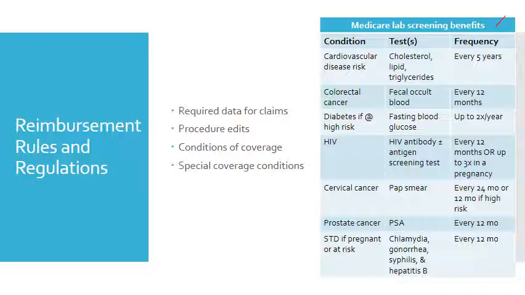And the reality is that you can get a physical and it can be included in that. Colorectal cancer every 12 months. Diabetes, if you're at high risk, not every person, but only certain people, they'll get a fasting blood glucose up to twice a year. HIV every 12 months or up to 3 times in a pregnancy. Now, some states have other laws. HIV testing has to be offered in New York State to everybody who visits an emergency room. That's relatively, I guess not new anymore, I'm just old. Cervical cancer, pap smears every 24 months or 12 if you're high risk. Prostate cancer every 12 months, and STDs if you're pregnant.